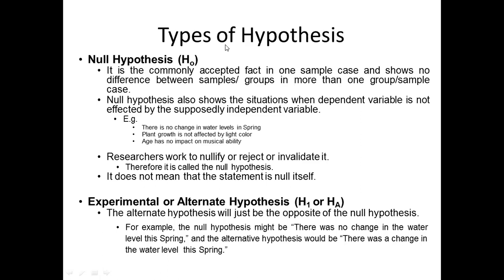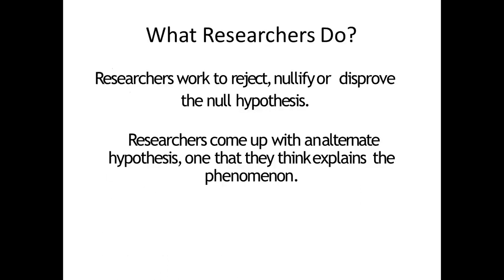Examples of alternate hypothesis would be the exact opposite statements that we have for the null hypothesis. Like for example, if the null hypothesis was that there is no change in water levels in spring, then the alternate hypothesis, which is exact opposite of the null hypothesis, would be that there was a change in the water level this spring, right? So the take-home thing is this: researchers work to reject, nullify, or disprove the null hypothesis, and researchers come up with the alternate hypothesis, one that they think better explains or in actuality explains the phenomena.